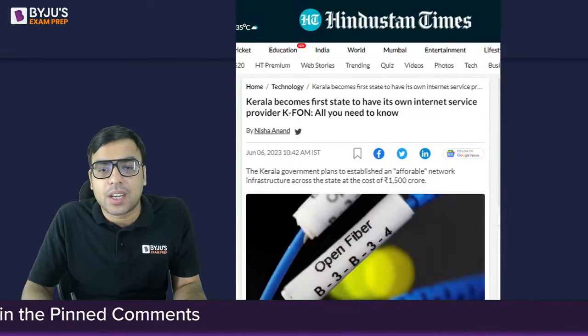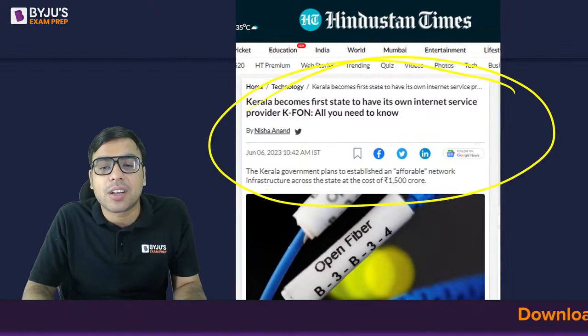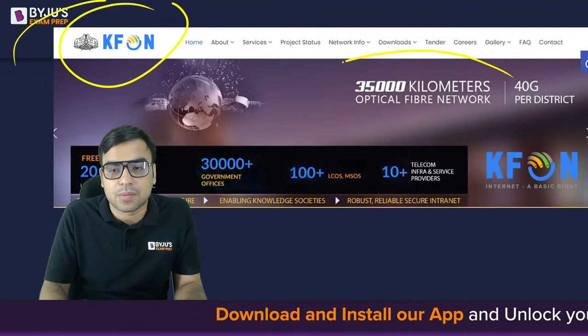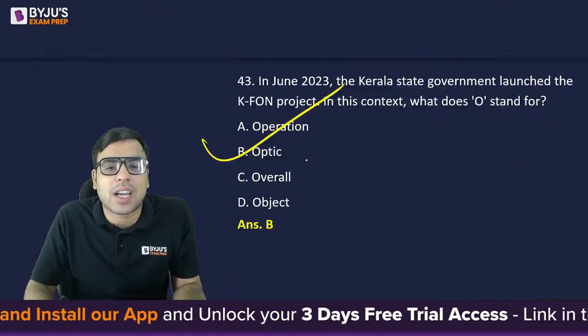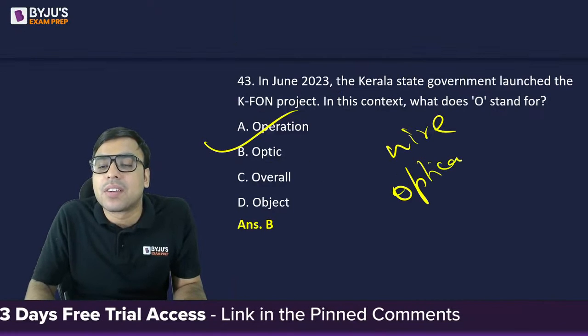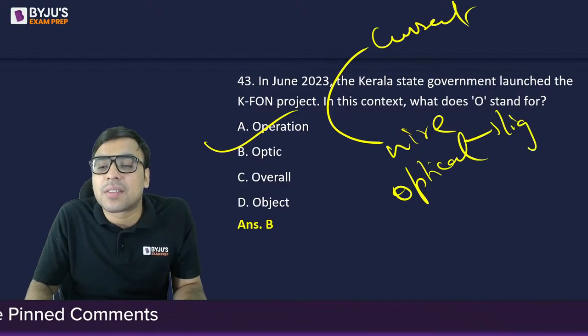प्रोजेक्ट में O जो है, वो ऑप्टिक्स से स्टैंड करता है. देखो, केरला बिकम फर्स्ट स्टेट टू प्रोवाइड इट्स ओन इंटरनेट सर्विसेज अंडर इट. ओके, सो आप देख सकते हो इसकी वेबसाइट एंड ऑल. ऑप्टिकल फाइबर है ना. सो ऑप्टिकल फाइबर, यू अंडरस्टैंड, nowadays इंस्टेड ऑफ वायर दे आर यूजिंग ऑप्टिकल फाइबर. तो वायर में करंट जाता है ना, ऑप्टिकल फाइबर में लाइट जाता है inside.